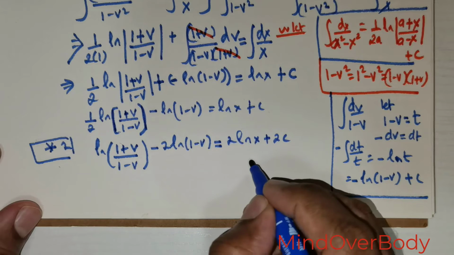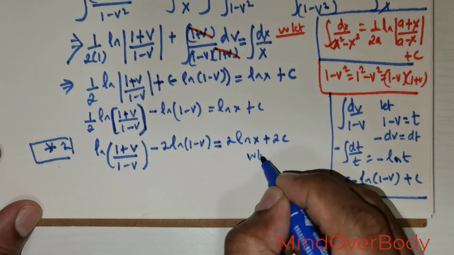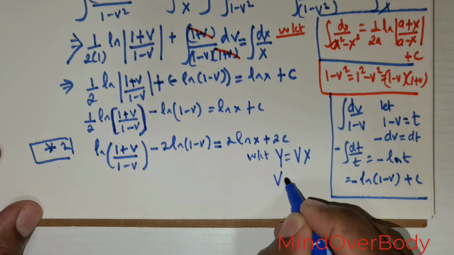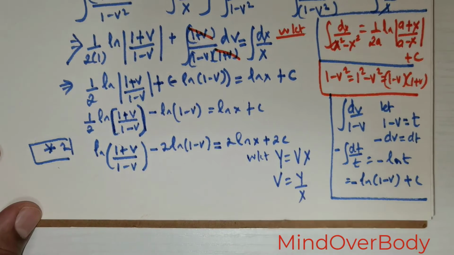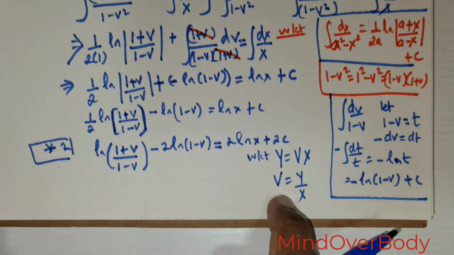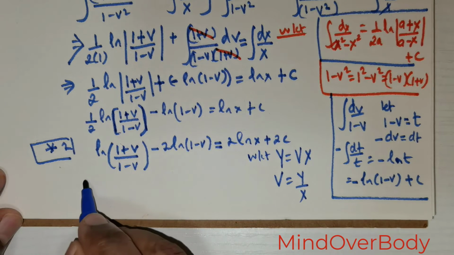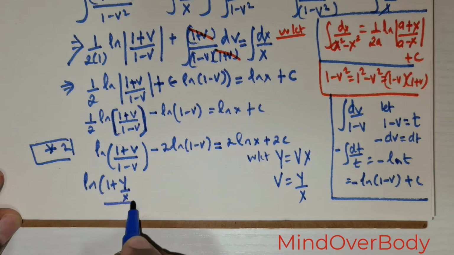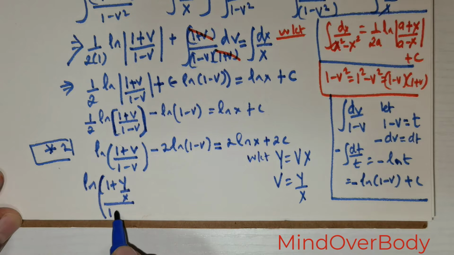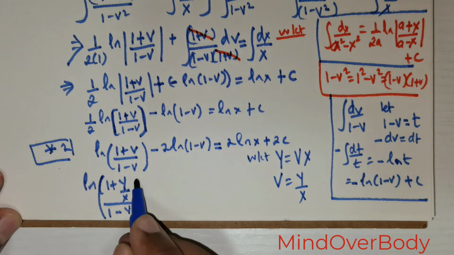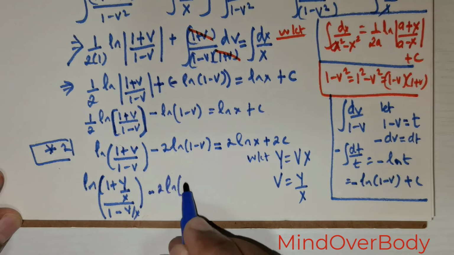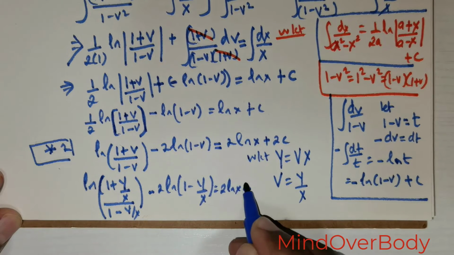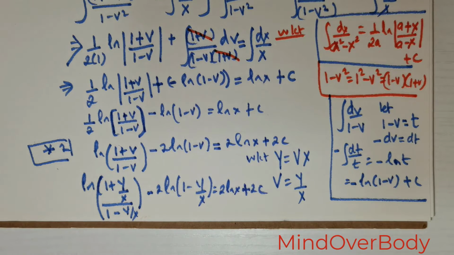Now I can make the substitution. What is the substitution? We know that capital Y is equal to v times x, so my capital V is equal to y over x. So I will have to take this value and substitute it here. If I do this, I would get ln of 1 positive capital Y over x divided by 1 negative capital Y over x, negative 2 times ln of 1 negative capital Y over x is equal to 2 times ln x positive 2 times c. So we will have to do some simplification.